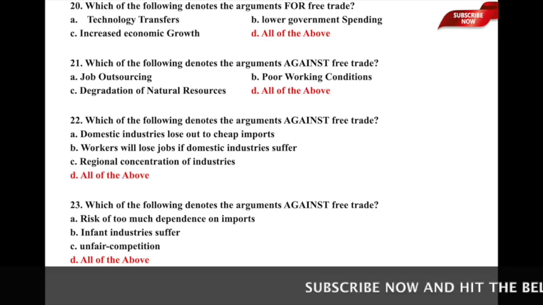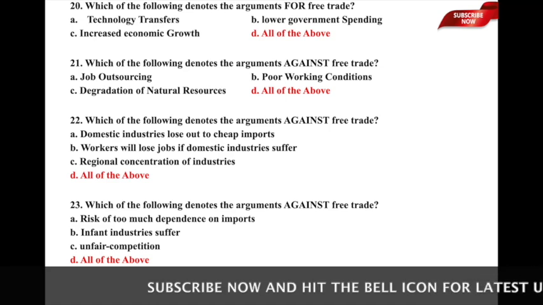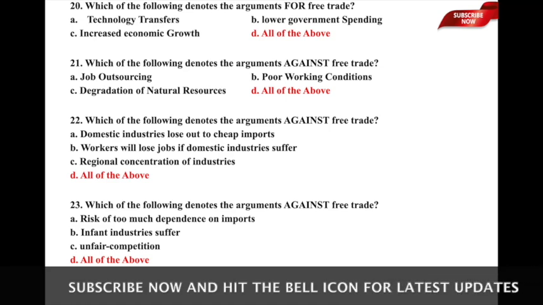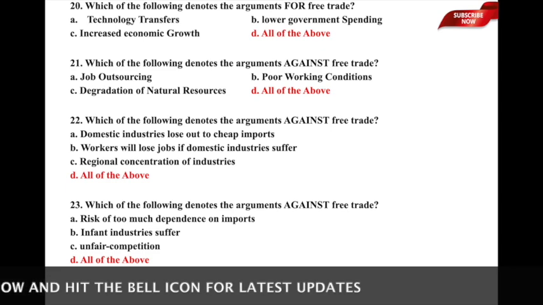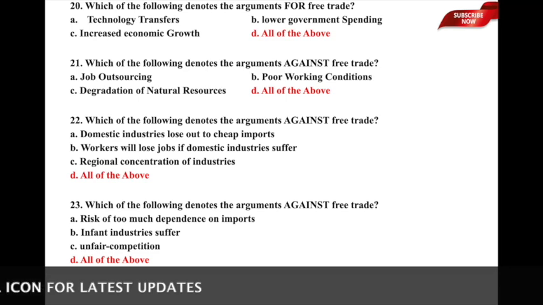So here the arguments against free trade are denoted by all of these points, that means job outsourcing, poor working conditions, as well as degradation of natural resources, and therefore option D, all of the above, is the correct answer. Let us now move to the next question, which is again talking about the same sort of argument, which is against free trade, and the question is, which of the following denotes the arguments against free trade?